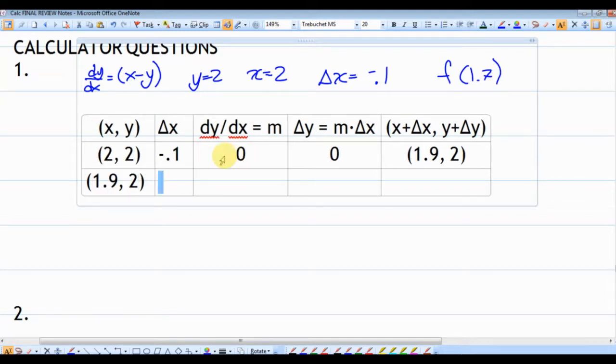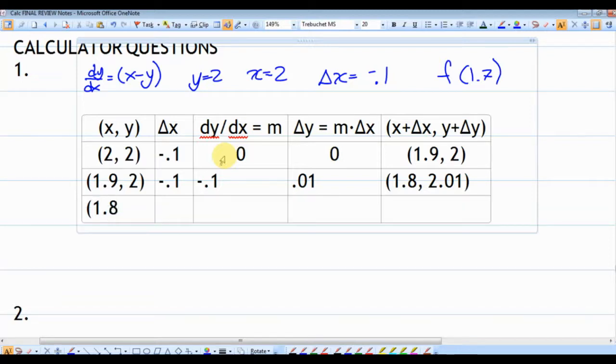1.9, 2. Delta x is still negative 0.1. dy/dx is x minus y, which is 1.9 minus 2. 1.9 minus 2 is negative 0.1. Good. Negative 0.1 times negative 0.1 is 0.01. Good. Okay, 1.9 plus negative 0.1 is 1.8. 2 plus 0.01, oh wait, 2.01. 2.01. Are we there yet?